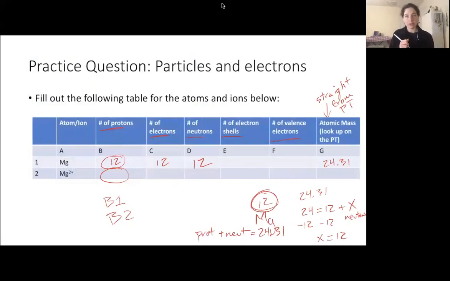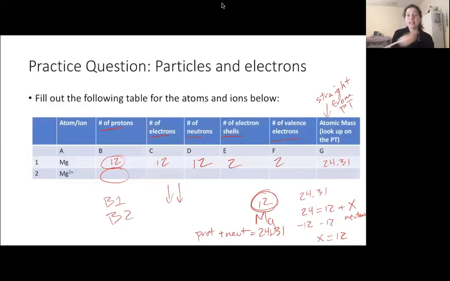Number of electron shells. If you look at your periodic table, magnesium is in the second row. So 1, 2. It's got 2 electron shells. Number of valence electrons. This is going to be the same number because you actually go over. It's in the second row, so it's in 1, 2. So the second group, which gives you 2 valence electrons.